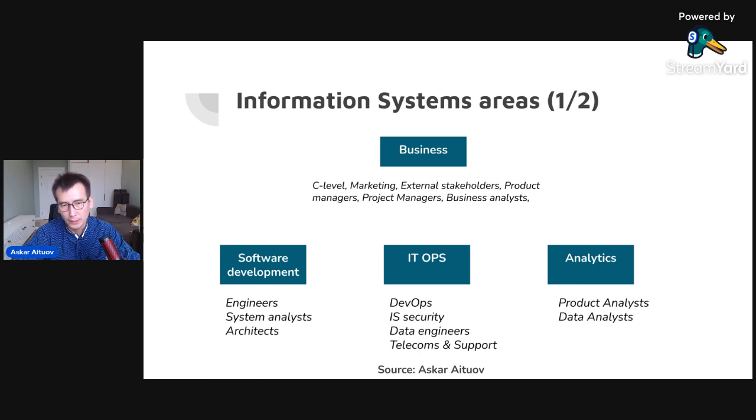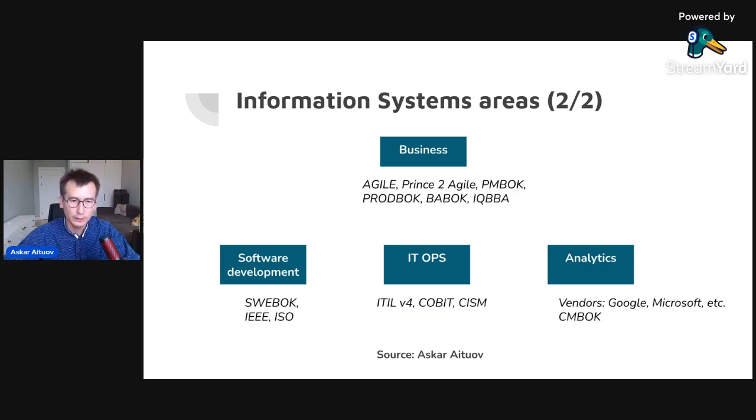There is also a big area of analytics, product analysis, which is the behavior of users inside a digital product, and data analytics, which is a more technical role, working with databases, and many other types of analysts.